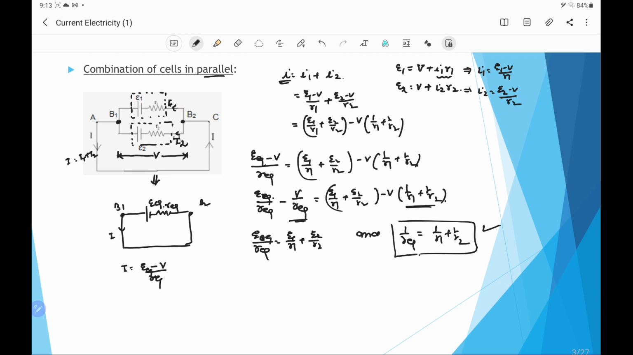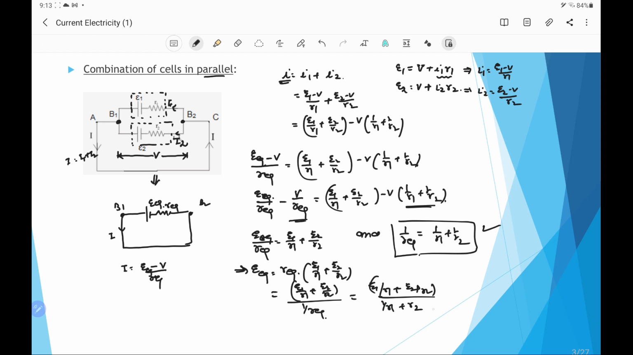Now we have to find the equivalent EMF. From this equation we will get E equivalent equal to R equivalent into (E1 by R1 plus E2 by R2). And because 1 by R equivalent we already found, we can write it as (E1 by R1 plus E2 by R2) divided by 1 by R equivalent. So it is equal to (E1 by R1 plus E2 by R2) divided by (1 by R1 plus 1 by R2), since 1 by R equivalent is replaced. So this is the formula of the equivalent EMF of the two cells in parallel.